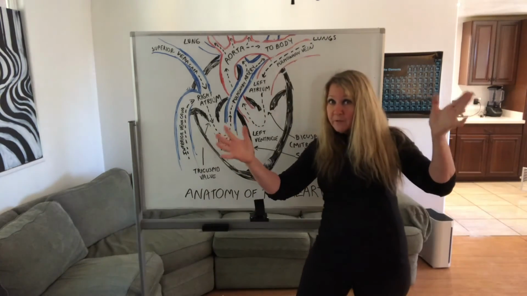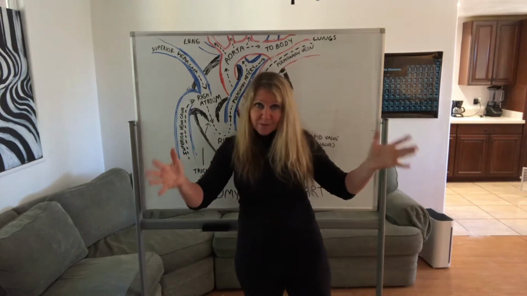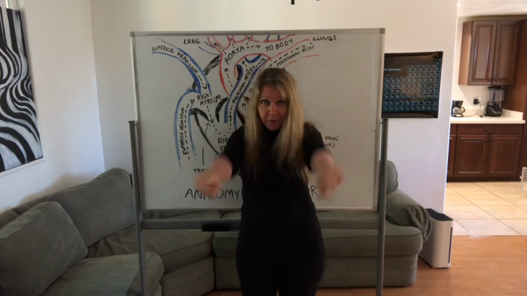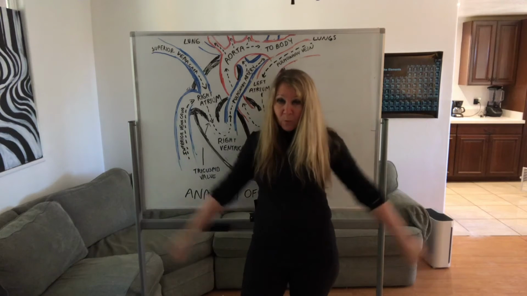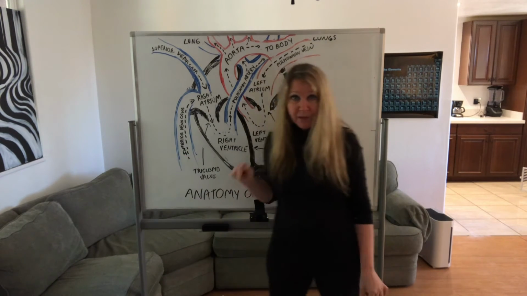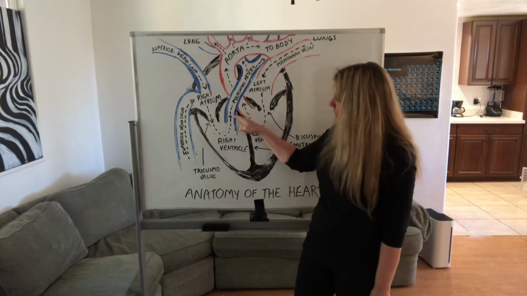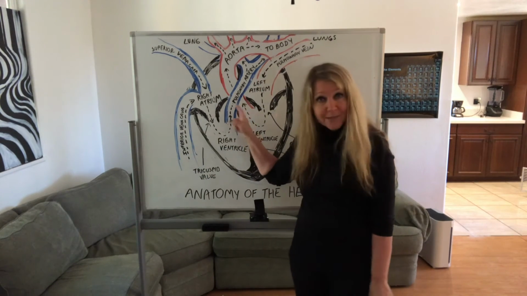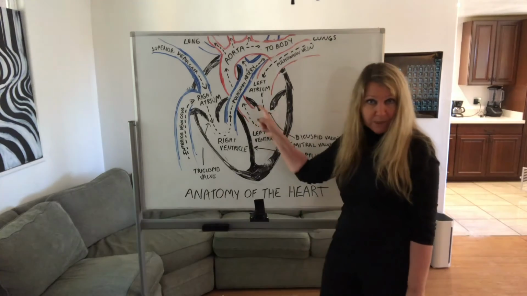The way to remember the difference between arteries and veins is that arteries start with an A. They go away from the heart, away from the heart, away from the heart, arteries. So they carry blood away from the heart. Pulmonary arteries carry blood away from the heart. And in this case, it's deoxygenated blood because they have to go to the lungs.